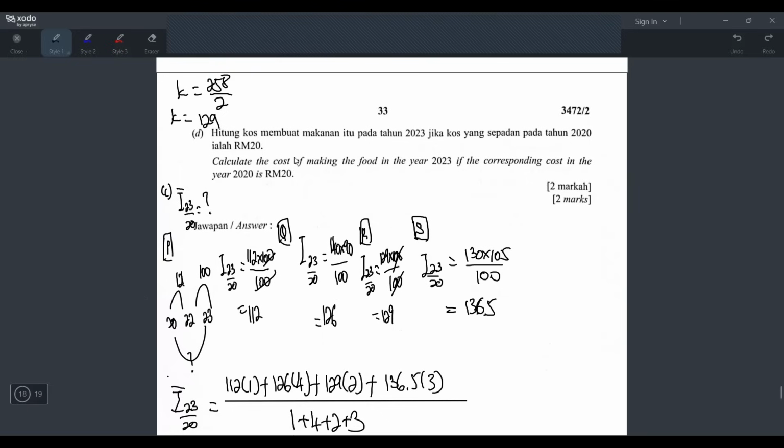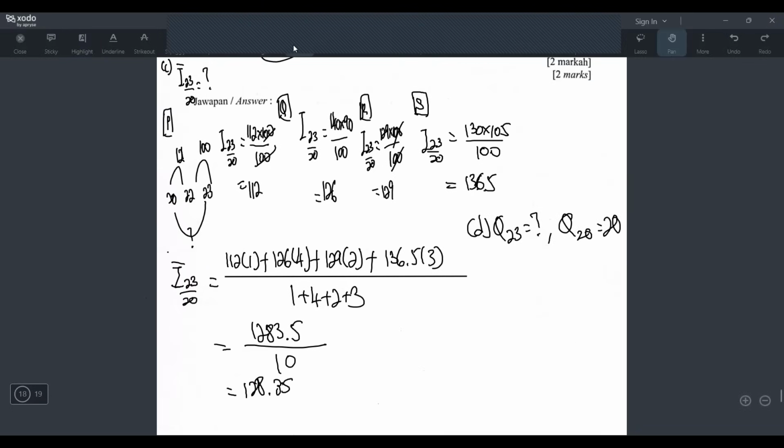Question D. Calculate the cost. Okay, confirm use the first formula already. When you find cost price, mesti the first formula. But they want the cost of food in the year 2023. It means for D, I want to find the Q 2023, right? If the corresponding cost in 2020 is 20 ringgit, so the cost means I will use Q lah. Okay, Q 2020 is RM 20. So confirm first formula.